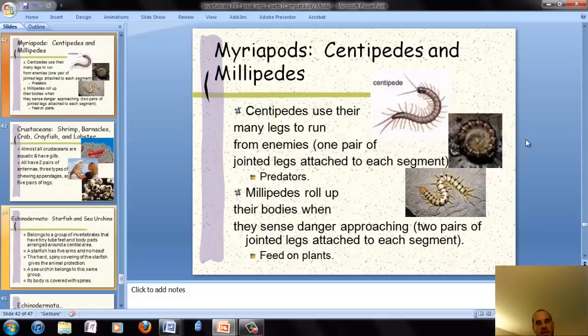And then you've got millipedes. Millipedes roll up. They've got that armor exoskeleton on the outside. They roll their body up when they sense danger. And they also have 2 pairs of jointed legs attached to each segment. And they're going to feed on plants.